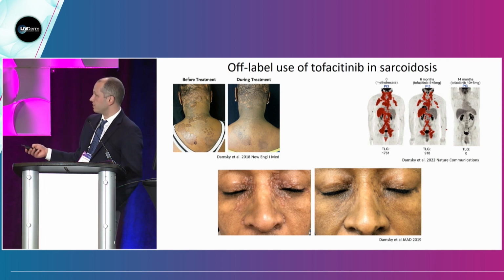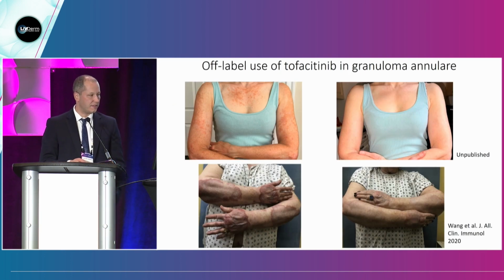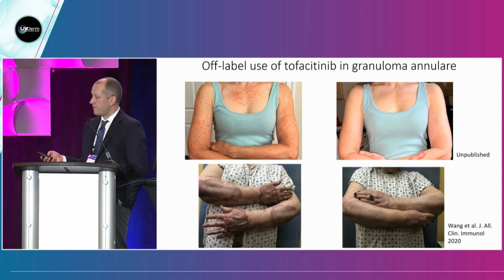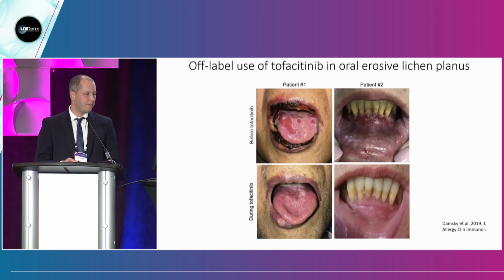Here's a couple examples of improvement in the skin, really dramatic improvement in internal organ involvement shown by PET-CT, and another patient that had really dramatic improvement in the skin. We also use this to treat generalized granuloma annulare and just have had some really remarkable responses in patients. Patients with persistent erythema multiforme, and even patients with oral erosive lichen planus.